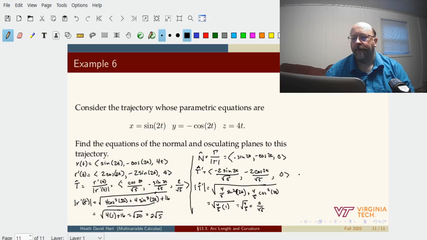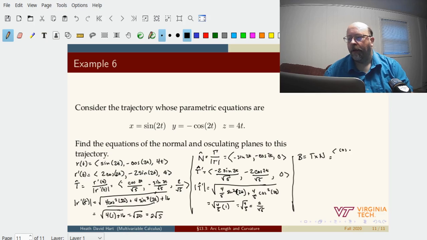All right. So now we need the binormal vector, but that's just T cross N. So we're taking the cross product of cosine of 2t over root 5, negative sine of 2t over root 5, and 2 over root 5, crossed with negative sine of 2t, negative cosine of 2t, and 0.